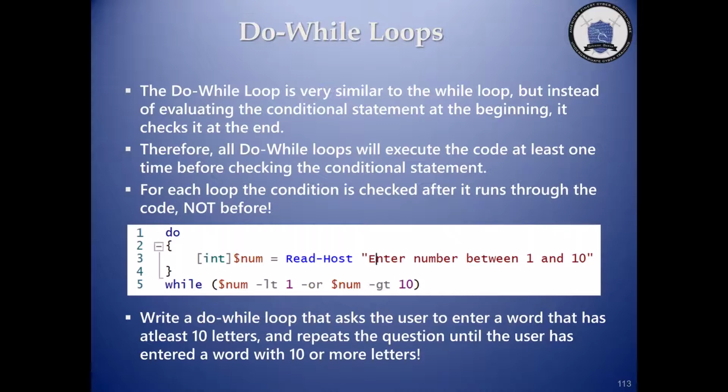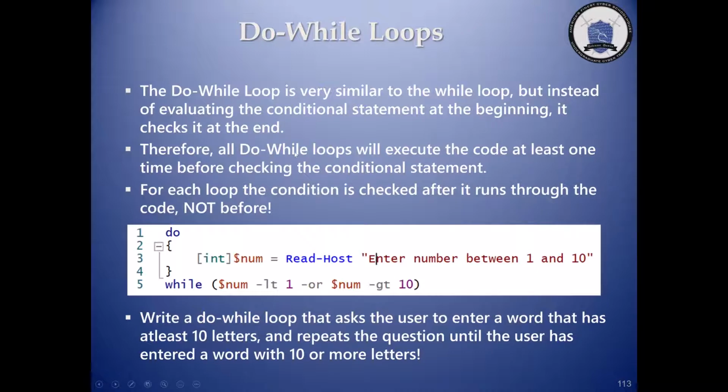So a do while loop, again, is very similar to the while loop, but the biggest difference is it evaluates the conditional statement at the end, right? So the do while loop does something first. It'll go ahead and do this code block before it checks it. Whereas the while statement always checks that conditional statement at the beginning. The do while will do it first, and then it checks that conditional statement at the end. So one important note is all do while loops will execute the code at least one time before they check that conditional statement.